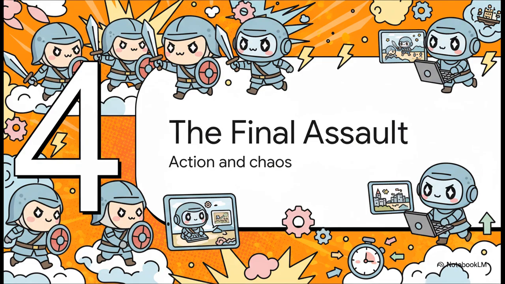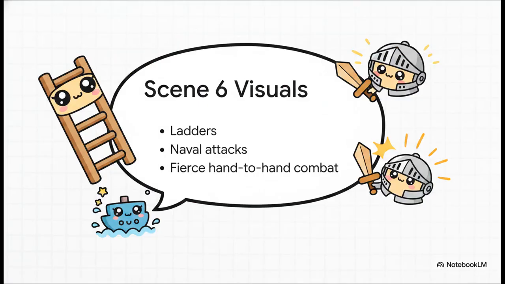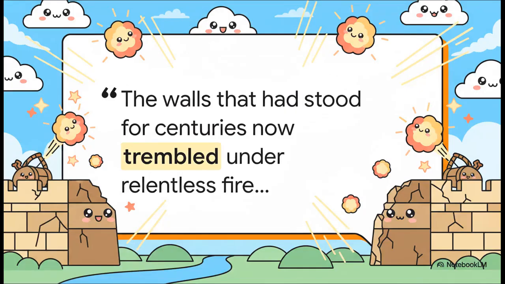Part 4. The final assault, action and chaos. Okay, so the prompt triggers the final assault at exactly 4 minutes in. Scene 6 dedicates a full 60 seconds to pure, chaotic action. The visual instructions dictate siege ladders, naval attacks, and fierce hand-to-hand combat. All that suspense that was so carefully built up over the first 4 minutes, it's finally released into a barrage of intense, rapid-fire imagery.